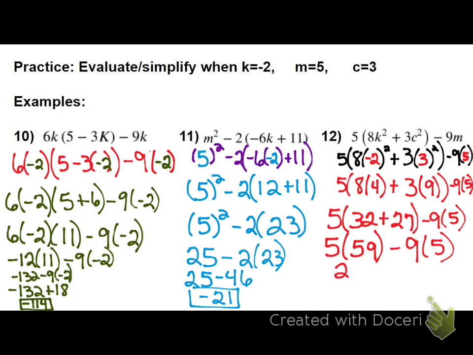295, you said? Yeah. Y'all agree with him? Yeah. Okay. Then what? Multiply the negative 9 by 5, which equals negative 45. So I can go ahead and do both of those multiplications in one step. And my final step, 295 minus 45 is going to be... perfect. Nice job.